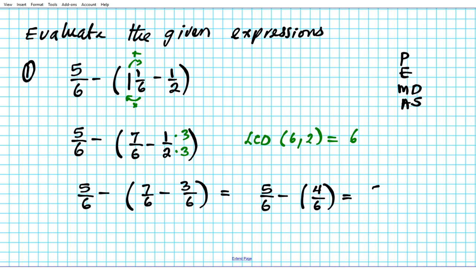So we have 5 over 6 minus, the coefficient here is 1. It's invisible, so you just distribute the 1 there. So you have 4 over 6. 5 over 6 minus 4 over 6. This is nice because the denominators are already the same. So we will just simply subtract the numerators and keep the denominator the same. Our answer is 1 over 6.